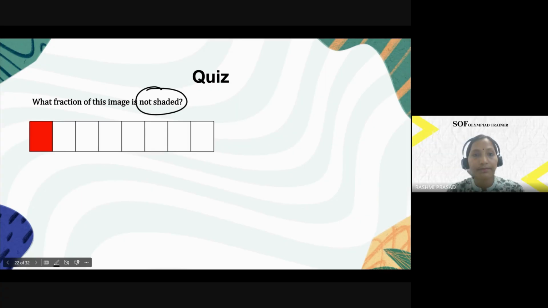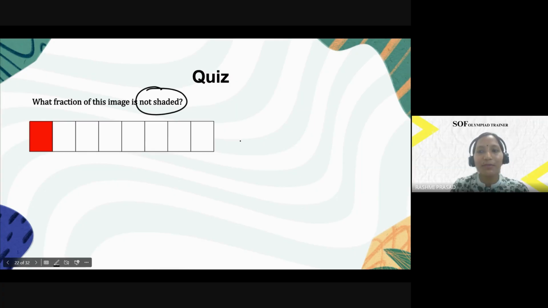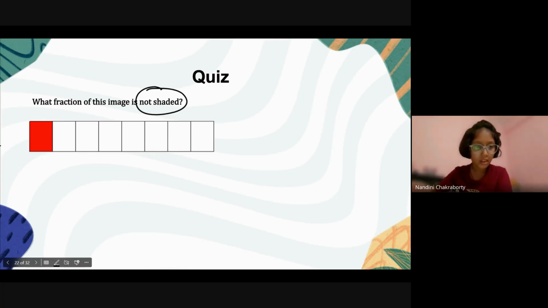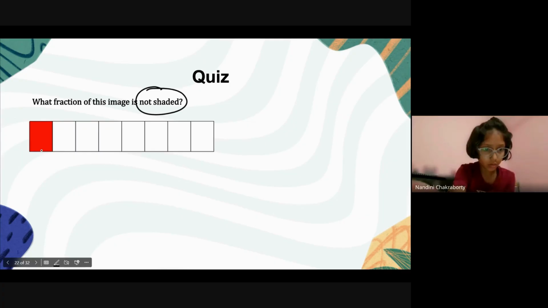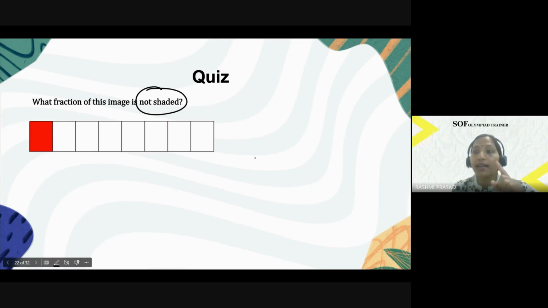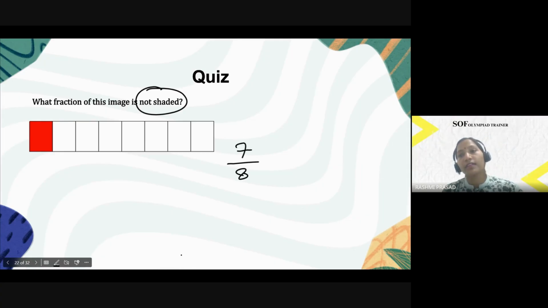7 out of... But how many should be the total parts? How many total parts are there? 1, 2, 3, 4, 5, 6, 7, 8. 8. Out of 8, how many are not shaded? 7. So the fraction is 7 upon 8. Right?